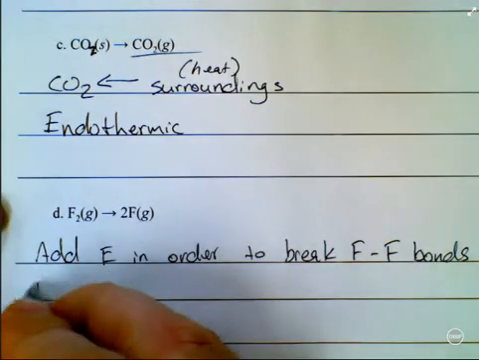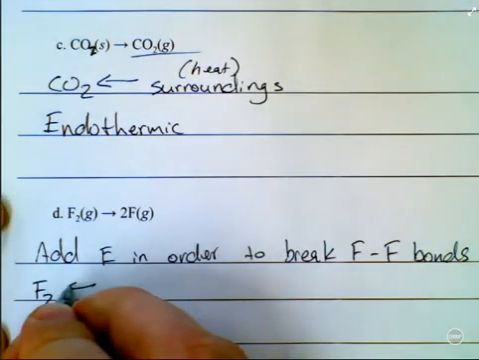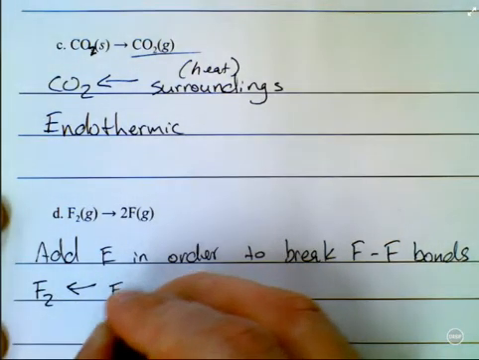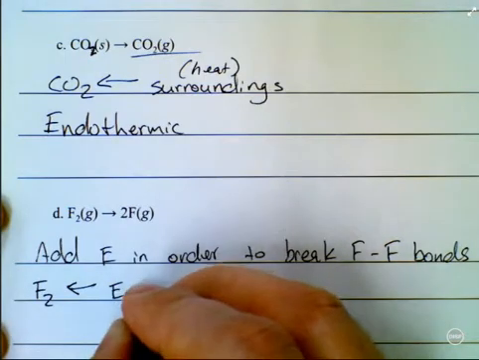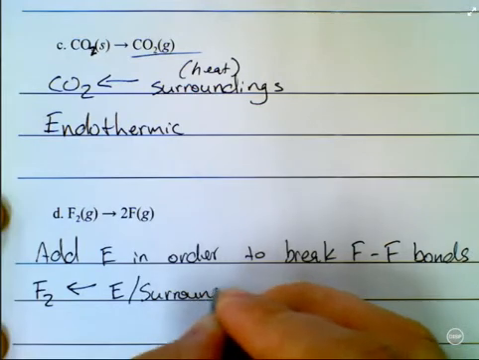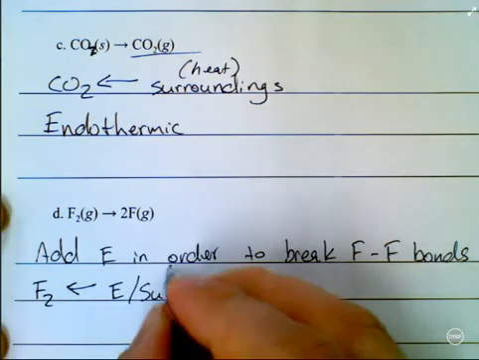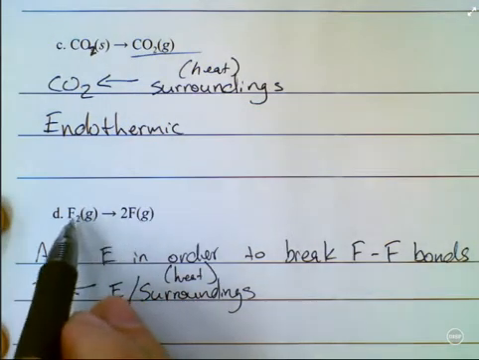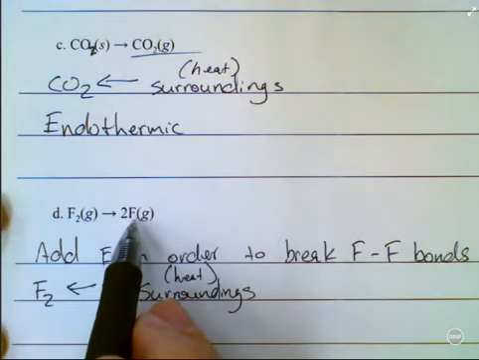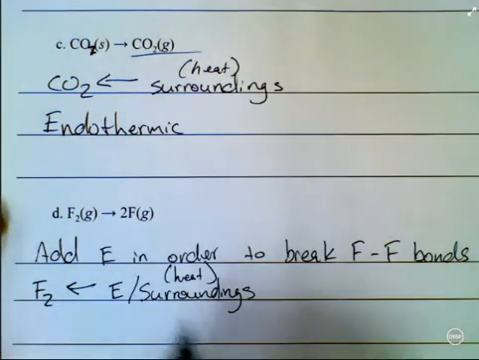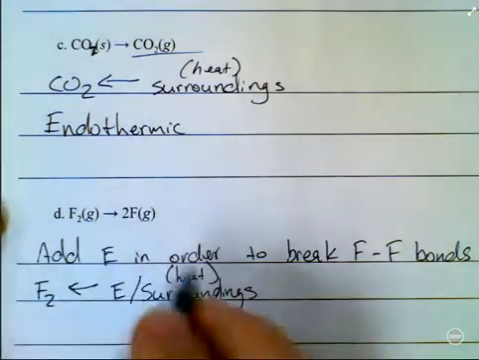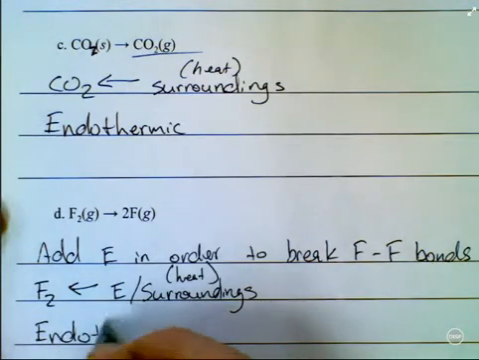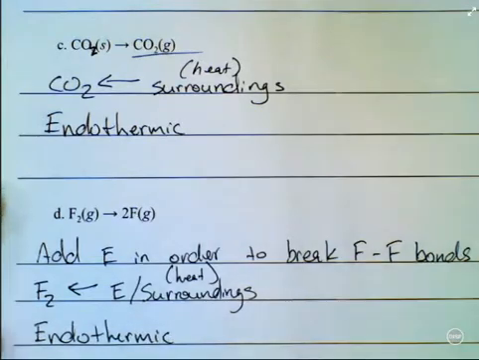And so what we have to do, we have this fluorine gas, and we need energy to flow into this system from the surroundings. Again, in the form of heat, in order to sever this bond. That's the only way you can sever the bond between two fluorine atoms to yield two separate fluorine atoms. So as a result, we can figure out this process right here is endothermic. Energy is moving into the system.